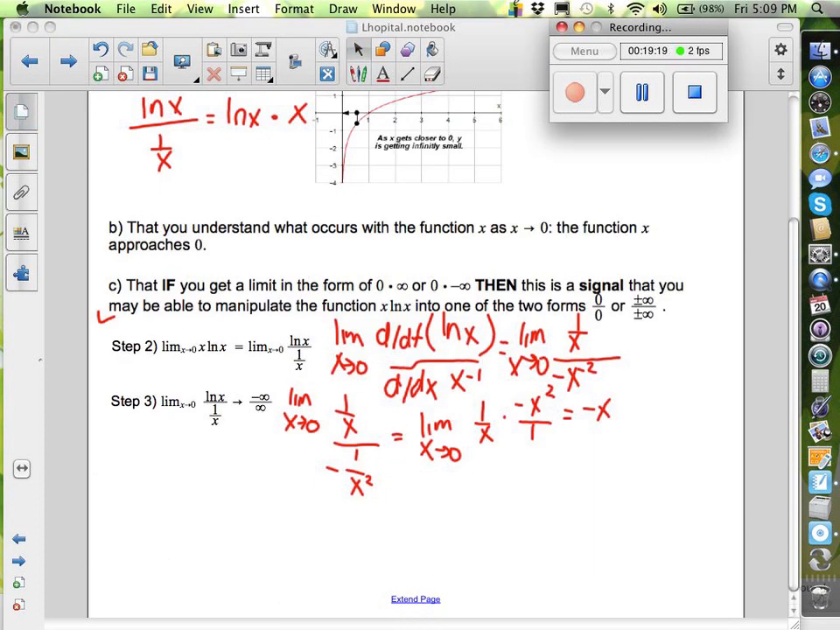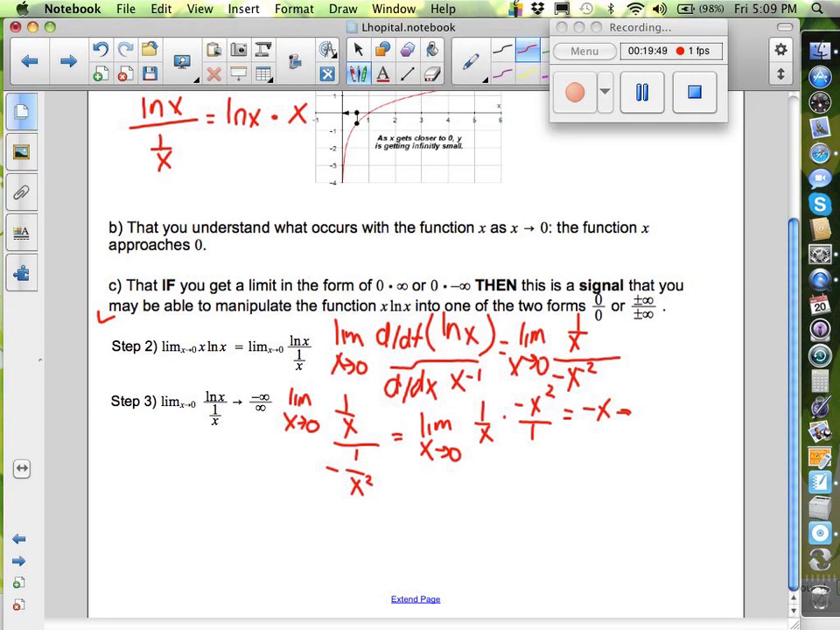All right, so I just simplified that a little bit for us, and I'll go over that. I just rewrote that negative x to the negative 2 power is negative 1 over x squared. And then dividing by a fraction is the same as multiplying by the reciprocal. So dividing by negative 1 over x squared is the same as multiplying by negative x squared. And then that simplifies to negative x. So now if we substitute, we get negative 0. That's just 0.